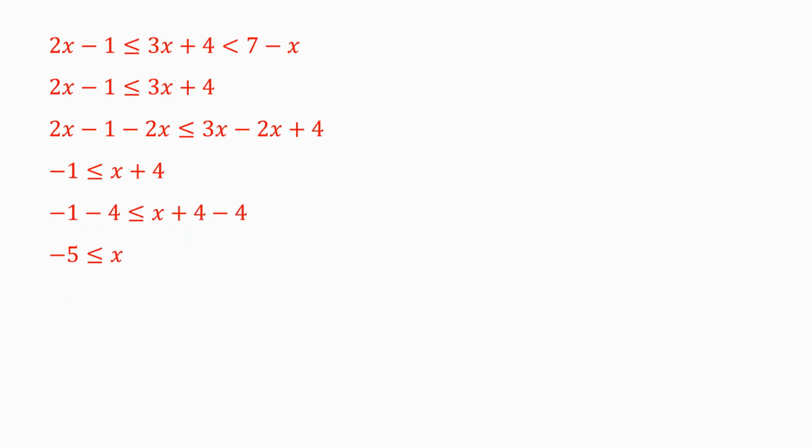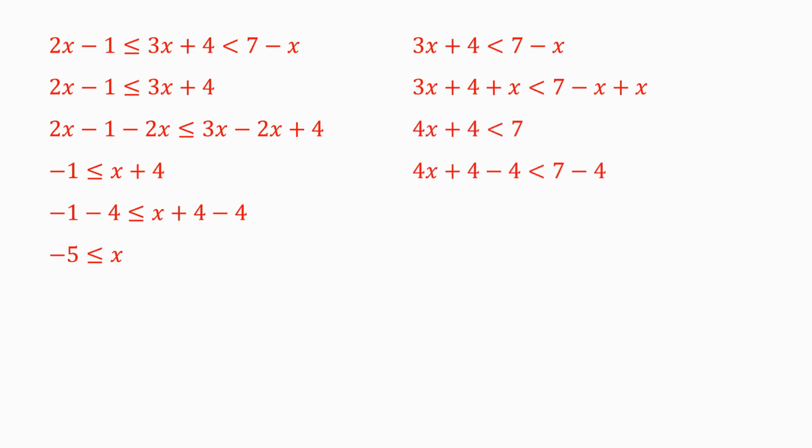Then we look for the upper bound of x using the two inequalities. 3x plus 4 is less than 7 minus x. We put the like terms together, take x to the left hand side, so we add x on both sides. We obtain 4x plus 4 is less than 7. Then we subtract 4 from both sides, and we have 4x is less than 3. Therefore x, we divide both sides by 4. We have x is less than 3 over 4.